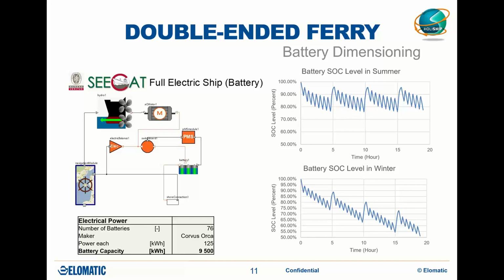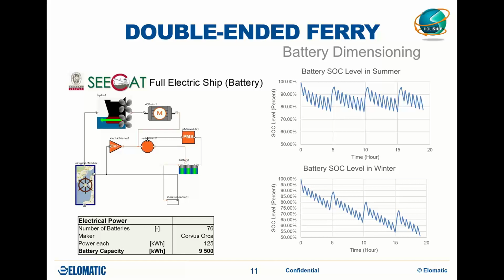Our double-ended ferry makes 15 round trips per day, where the length of one round trip is 10 nautical miles. In our case, the ferry stays at each port 10 minutes, where it unloads and loads trucks and cars, and simultaneously recharges its batteries. The cruising speed of the ferry was 14 knots.